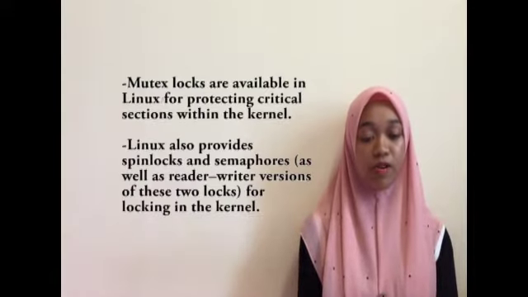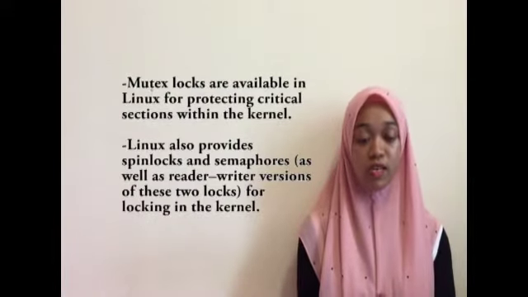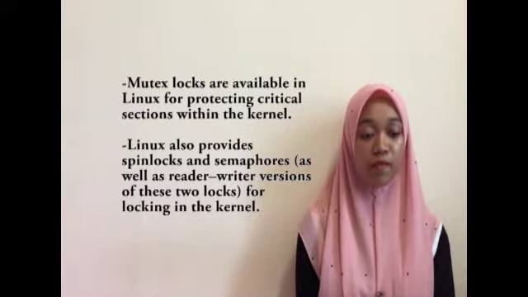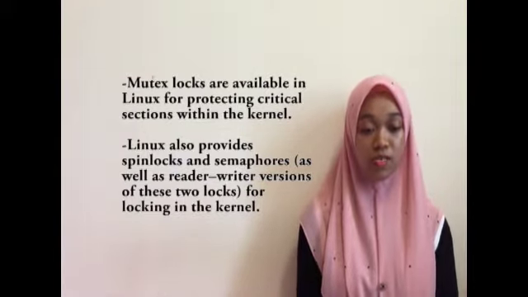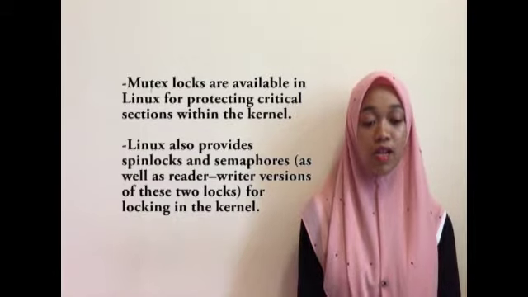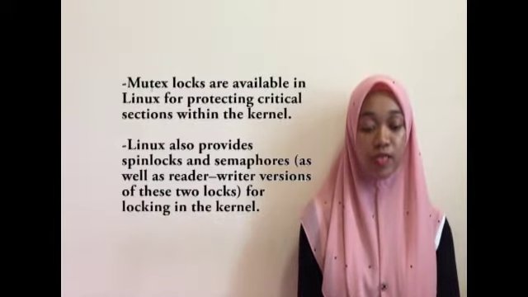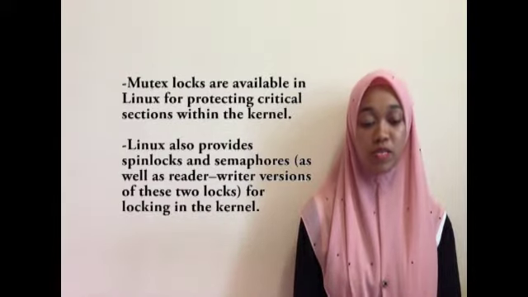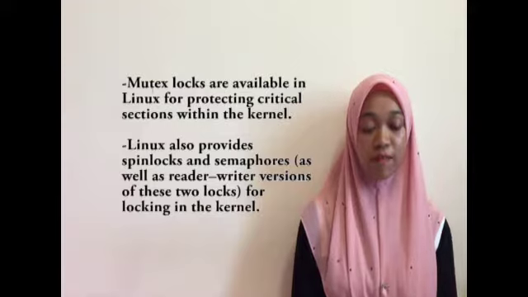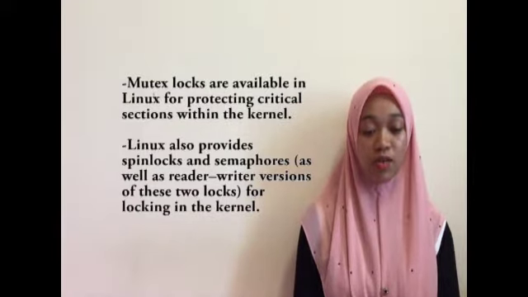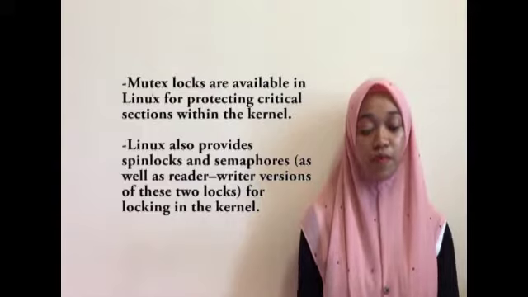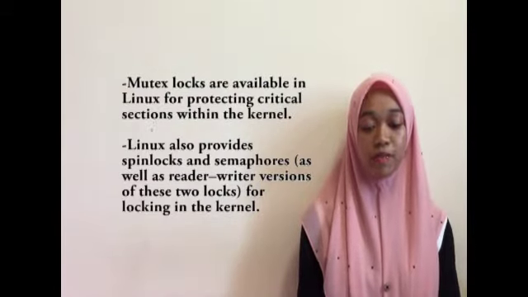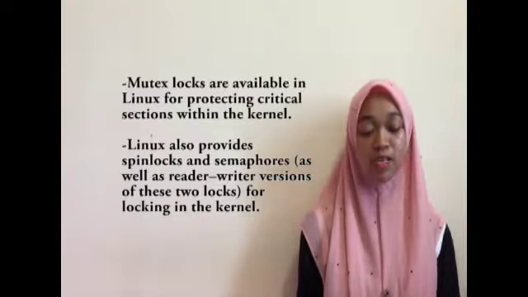Process synchronization in Linux. Linux provides several different mechanisms for synchronization in the kernel. Mutex locks are available in Linux for protecting critical sections within the kernel. Linux also provides spin locks and semaphores, as well as reader-writer versions of these two locks for locking in the kernel. On a single-processor machine, such as an embedded system with only one processing core, the spin lock is unsuitable for use and is replaced by enabling and disabling kernel preemption.